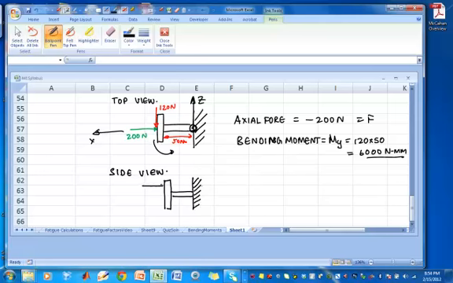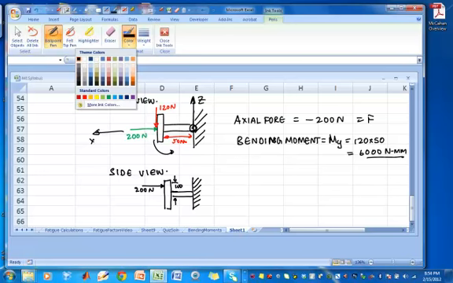I have this force, 200 newtons. The friction force will not show up in the side view, only the tip of the arrow will show up, you know what I mean? So this is the only force from the side view. So the bending moment for that, this distance is 100 mm.